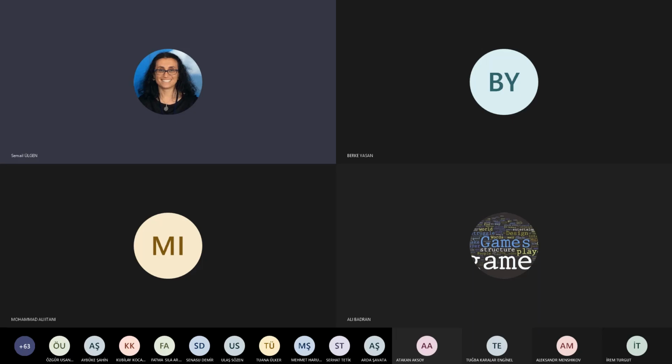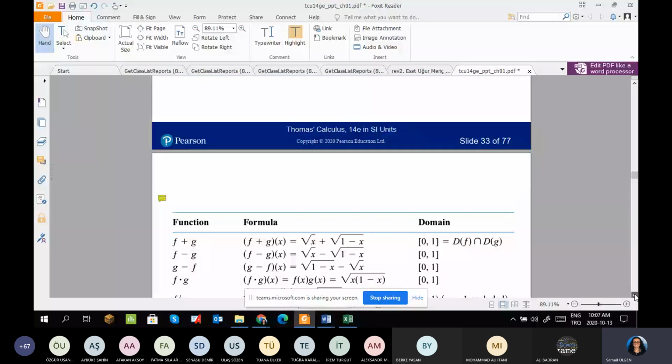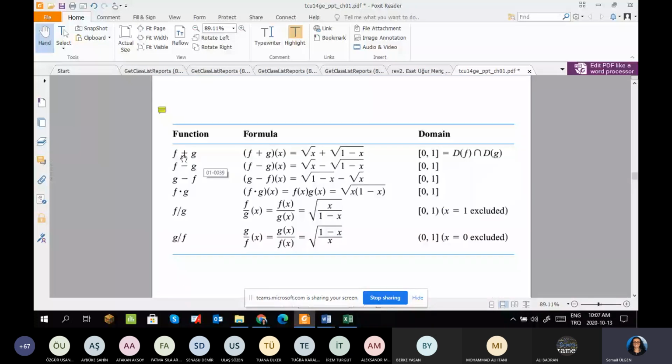Which is section 1.2, combining functions, shifting, scaling graphs. Okay, so here we have a couple of functions. We add them, take the difference, multiply them, take the ratio, etc. And what's important here is it's easy to add them up. For example, if you choose f as square root of x, g as square root of 1 minus x.